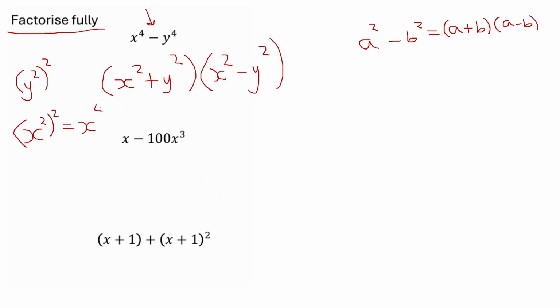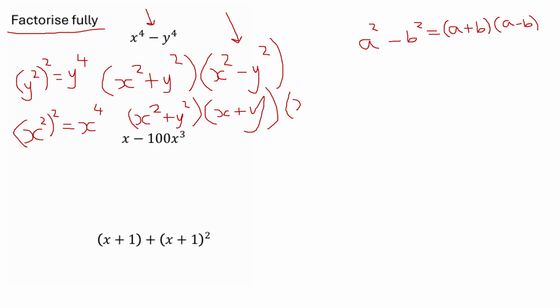Now it says factorize fully, so we're not actually quite done yet, because the second bracket is also the difference of two squares. So that'll be x squared plus y squared multiplied by two new brackets: x plus y times x minus y, or x minus y, x plus y. Order doesn't matter here, because multiplication is what we call commutative. So that, guys, would be my final answer. That is the fully factorized version.